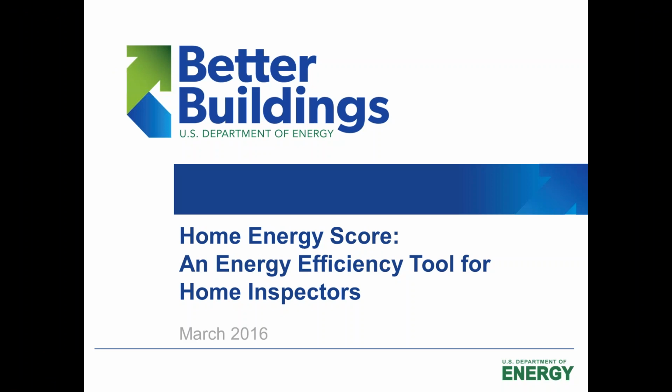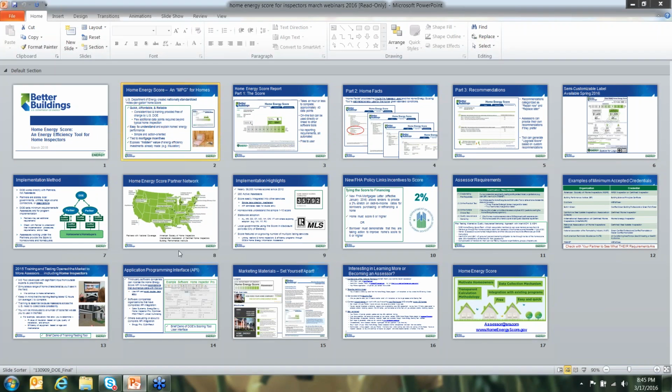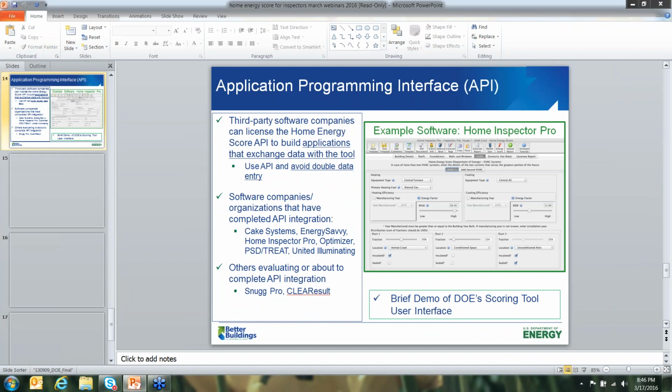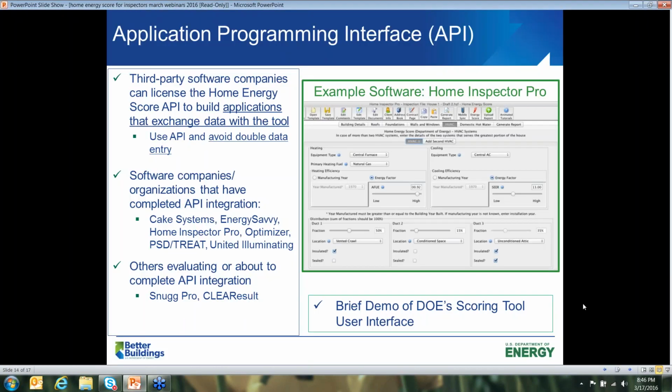So I think I answered some of those along the way. As far as partners go, you can see the list on the homeenergyscore.gov website. ASHI and InterNACHI are both national partners, so as long as you're affiliated with both of those, you could work through them.